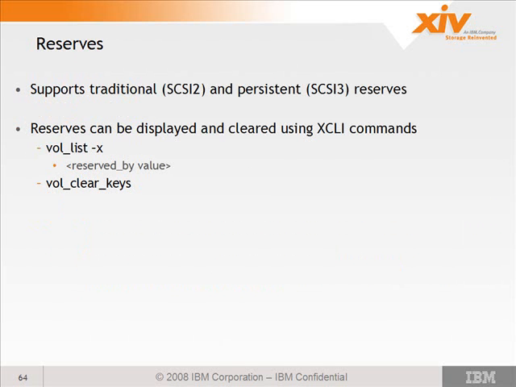Now, you guys have probably run into scenarios where reserves are getting in your way. The XIV supports both SCSI-2 traditional reserves and the SCSI-3 persistent reserve, so you may see both of those depending on what the host is requesting. You can see the reserve using the vol list command, but you have to specify the XML format, -X. There's a field in there, reserved by value, that will actually list the WWPN in the case of a traditional reserve, or the reservation key in the case of persistent reserve. There's also a command to clear keys, which is kind of nice.